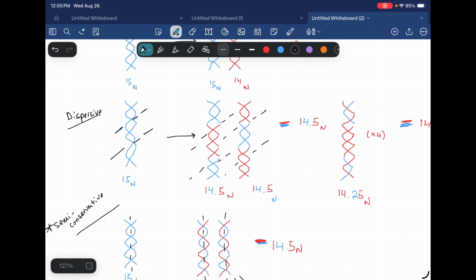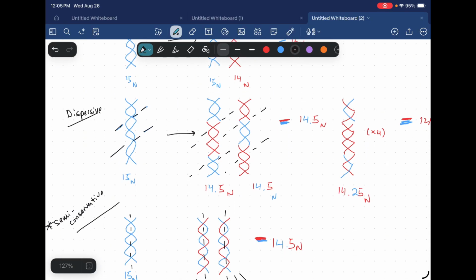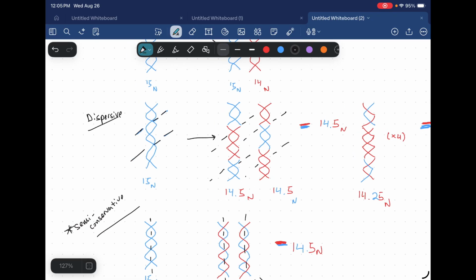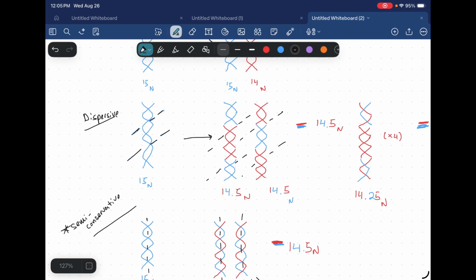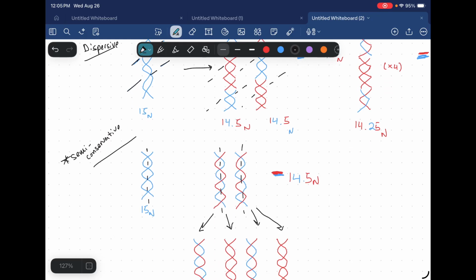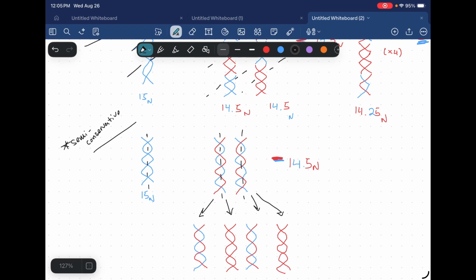The dispersive model suggested that the parental DNA would be broken up into segments, with those parental segments becoming interspersed with newly synthesized DNA. So instead of having entire old and new strands, you would have kind of like a mosaic patchwork of old and newly synthesized DNA distributed throughout the daughter molecule. The third model was the semi-conservative model.